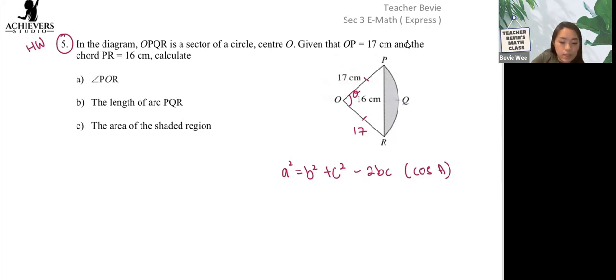Okay, and for this part over here, remember how to apply? It must form a V-shaped angle in between. And this is the V-shaped angle in between here. Meaning what is my a? This 16 is my a. The side that is opposite your chosen angle is always your a.